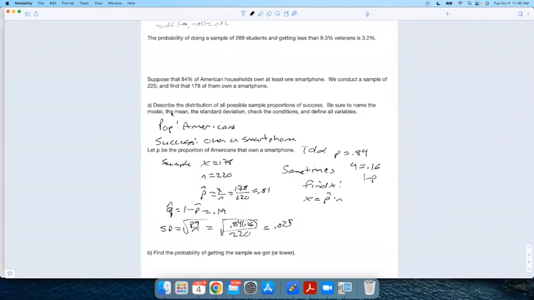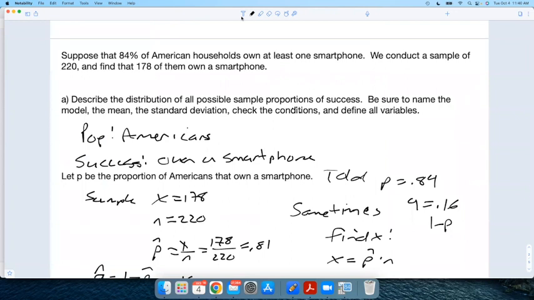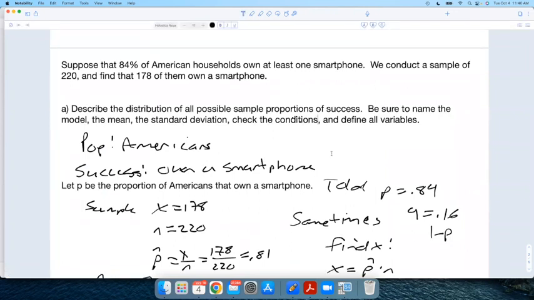Oh, it did say check the conditions. I forgot that I wrote that. In fact, I wrote this question, so I'm going to take that out, because I don't feel like checking the conditions right now.